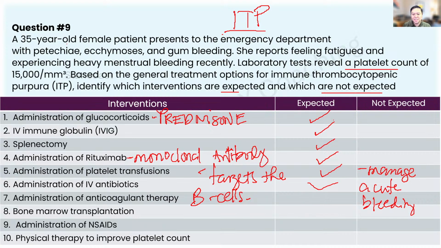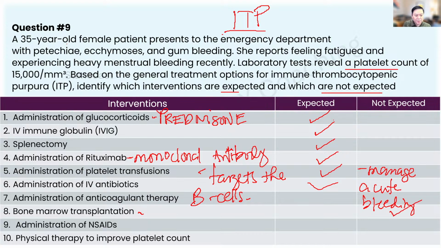Now, bone marrow transplantation. What do you think is your answer here? Well, bone marrow transplantation is such an extreme measure, okay? But this is not going to be indicated this time. This is only intended when the patient has a severe case of ITP that is not responsive to the standard treatments. And so we are not going to include this right now. It's not going to be expected at the moment. So this will be not expected.